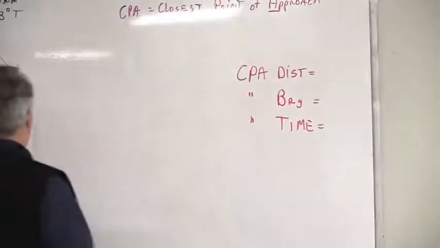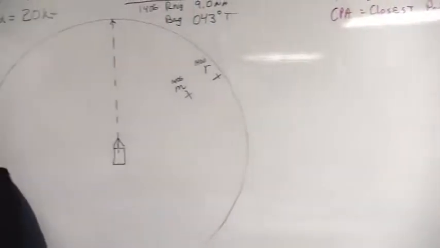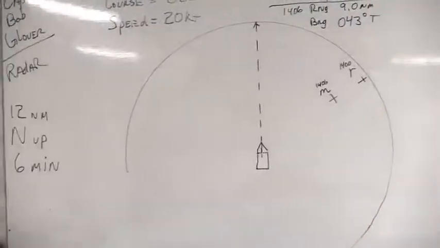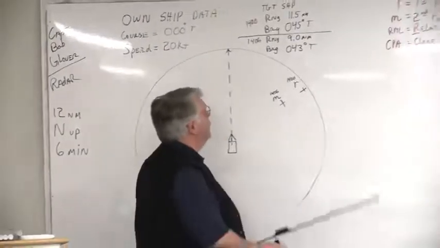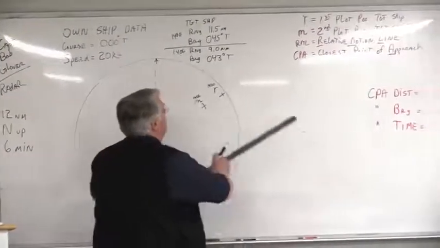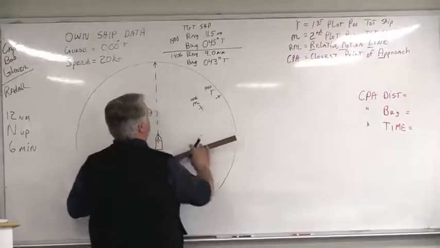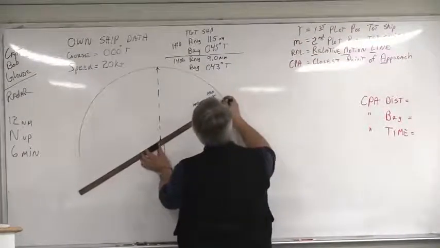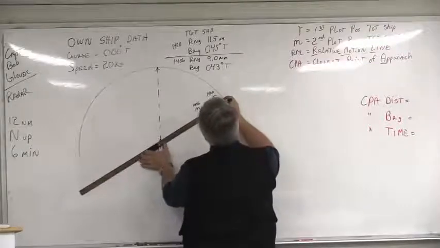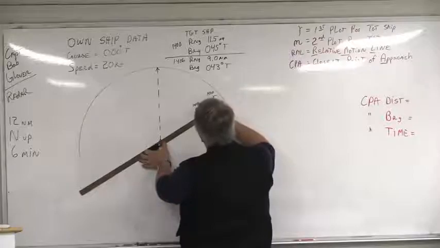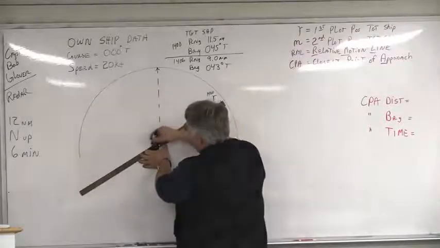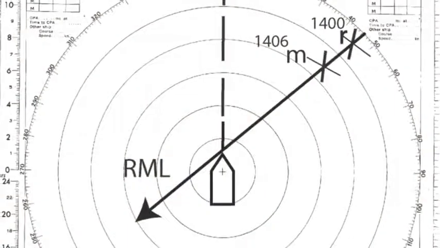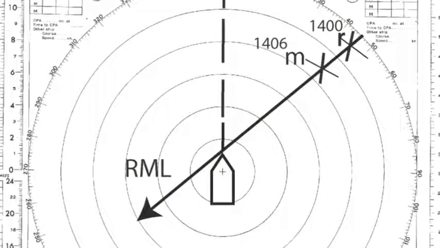So how do we do that? Well, the first thing we have to establish is the next labeling, okay, drop my ruler, which is the relative motion line. Now we find that by taking our straight edge and drawing a line starting at R through M, and we're going to take that line down past our ship in the middle of the radar transfer plotting sheet.